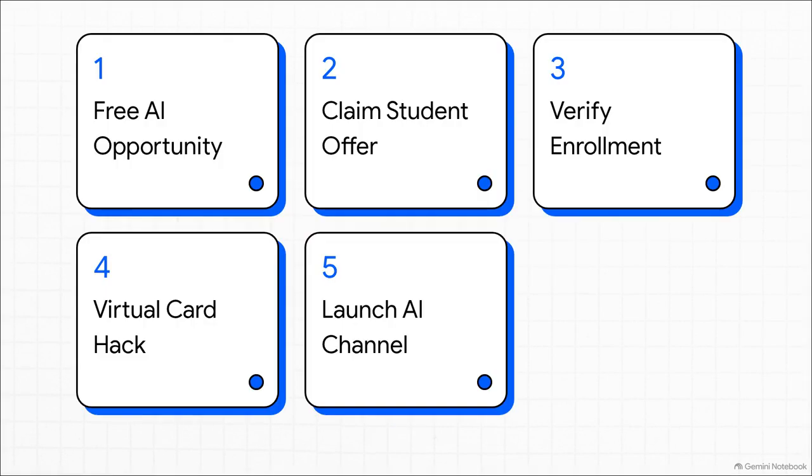Okay, so let's dive into this. Here is our roadmap for today. We're breaking this down into 5 quick sections. Section 1, the free AI opportunity. Section 2, claiming the student offer. Section 3, verifying your enrollment. Then, Section 4, the virtual card hack. And finally, Section 5, launching your AI channel.